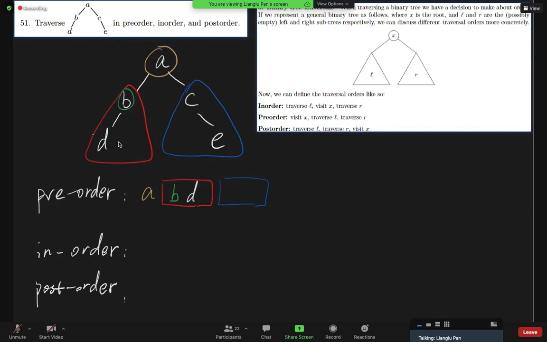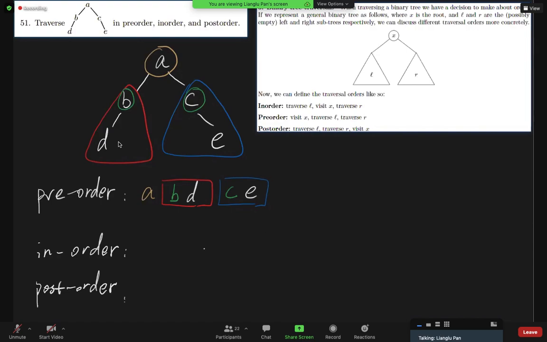For the right subtree, we have a root node C. Using pre-order traversal, we want to visit the root node, then the left subtree, but in this case, the left subtree is empty. Then the right subtree, which contains one single node E. So this tells us that if we apply pre-order traversal on this tree, the order of nodes being visited would be A, B, D, C, E.